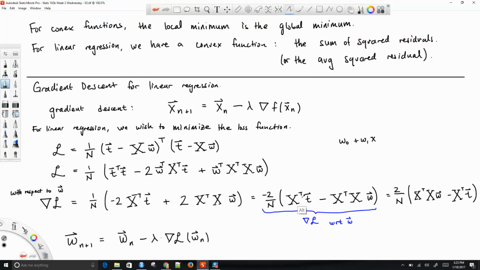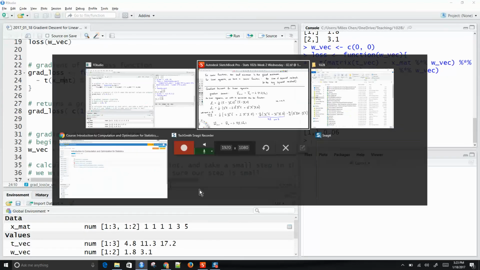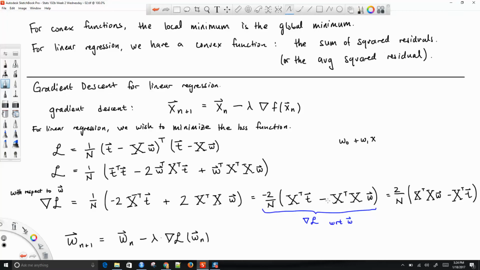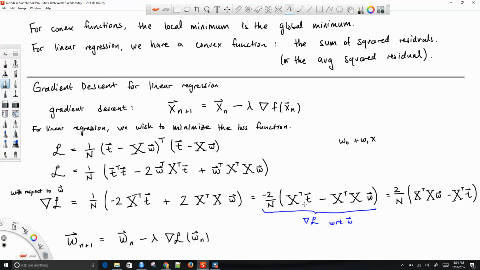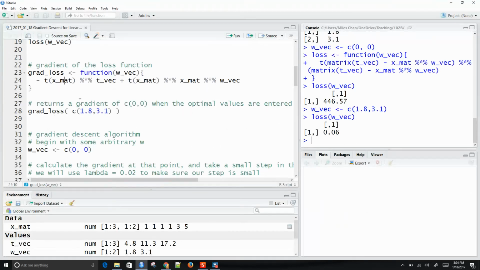I factored out the negative here. So I have negative X transpose t, and then a plus X transpose X w. So this is our loss function. I've just distributed the negative sign. And 2 over n is just a constant, so I've thrown it out. I could include it, but I'm going to take care of this constant factor by including it in our lambda, if that's okay.